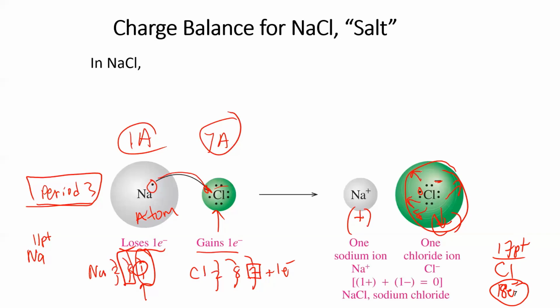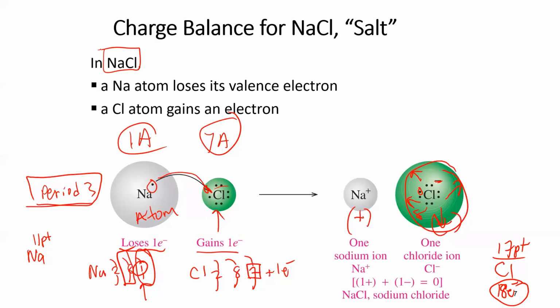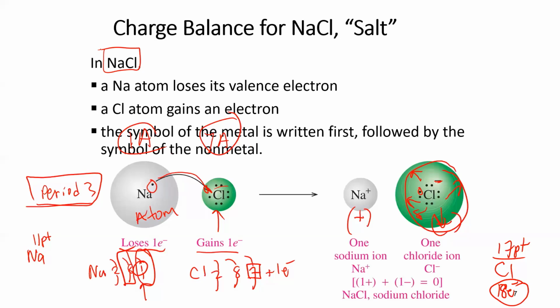So that's why in sodium chloride, we can use the dot symbols, or we can just use this formula to represent the balanced neutral compound formula for the ions based on their charges. So the sodium loses its valence electron, the chloride gains an electron. And the symbol of the metal is always written first, followed by the non-metal.